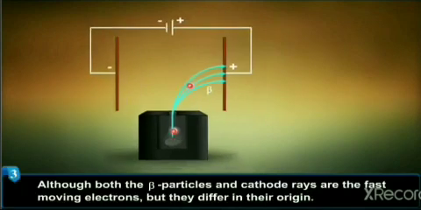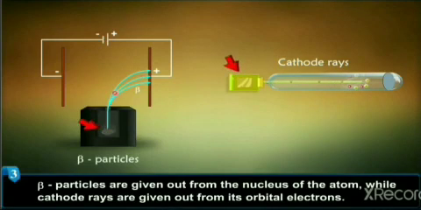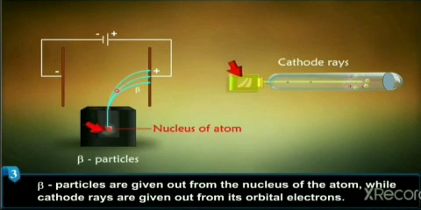3. Although both the beta particles and cathode rays are fast-moving electrons, they differ in their origin. Beta particles are given out from the nucleus of the atom, while cathode rays are given out from its orbital electrons.